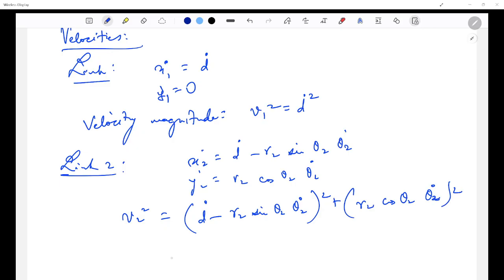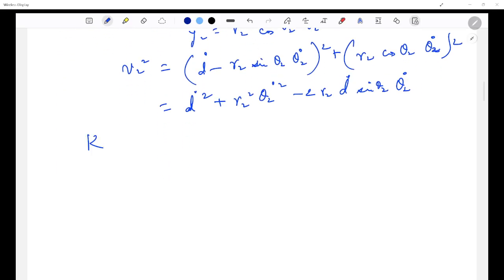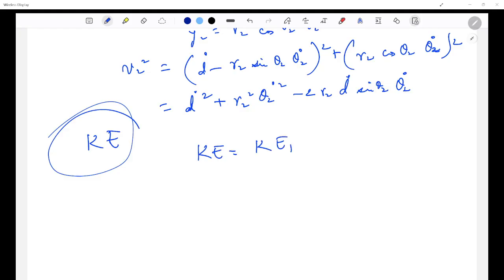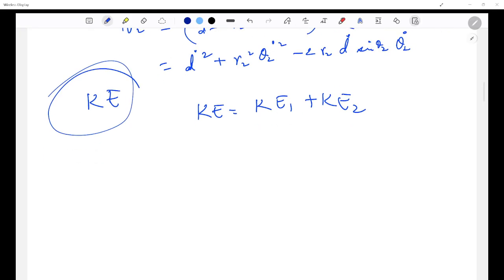Okay, you can just simplify this and what you'll eventually get is d dot square plus r2 square theta 2 dot square minus 2 r2 d dot sine theta 2 theta 2 dot. This is something that you can calculate. Okay, you'll be able to do it. It's just a simplification. Okay, now let's talk about the kinetic energy. Kinetic energy will be the sum of both of them, right? So kinetic energy 1 plus kinetic energy 2, for the prismatic and for the revolute joint.